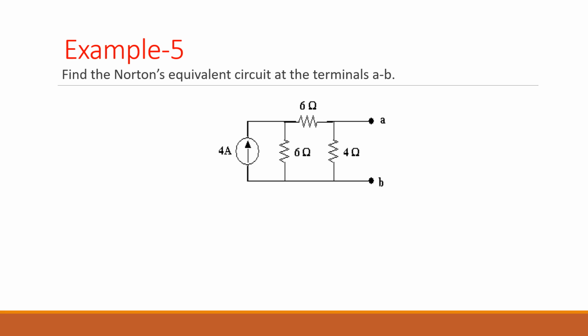Okay, do this by yourself. You need to convert this part of the circuit to a single current and a single resistance. The resistance and the current should be in parallel to each other. So, Norton equivalent circuit.